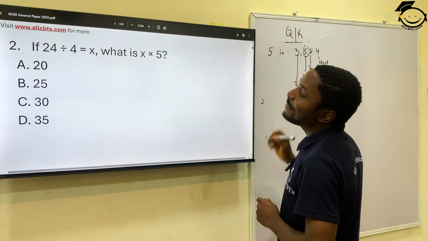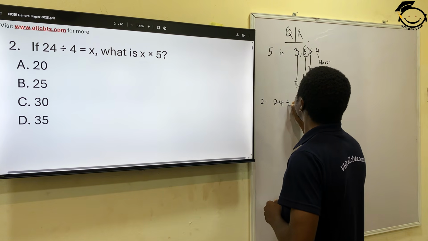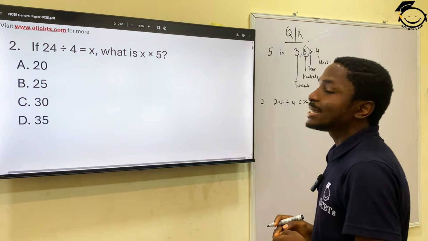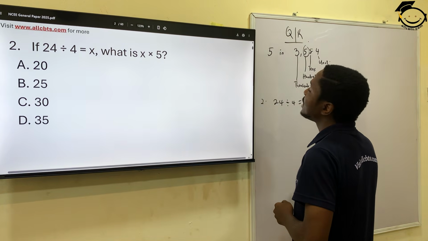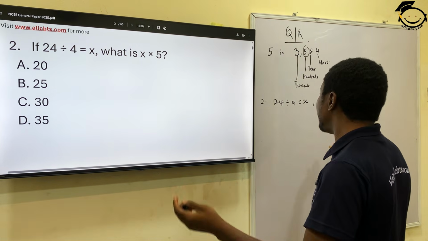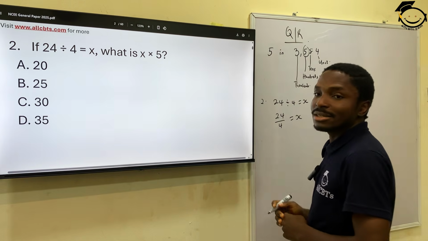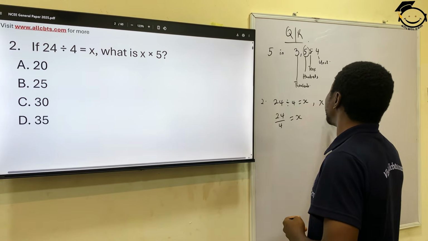Question 2. If 24 divided by 4 is equal to x, what is x times 5? Simply, you can say 24 divided by 4 equals x. That's exactly what this means. 24 divided by 4 equals x. What is x times 5?